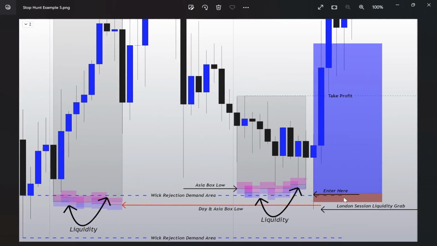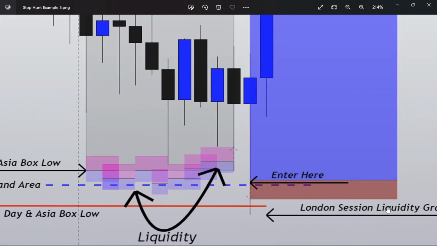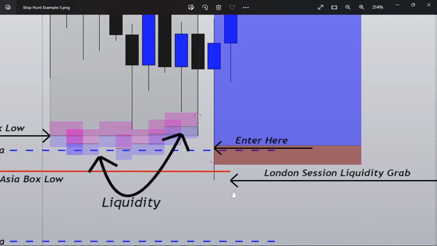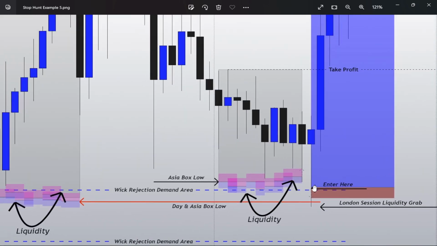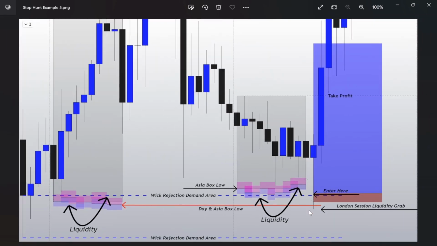I'm not going to go into exactly how to enter the market, but this right here on a smaller time frame, around 3M or 5M or 1M, depending on your strategy, you can enter the market around here. This right here is the London session liquidity grab. And as you can see, once that move happened, price moved quickly within 2-3 hours to the upside.